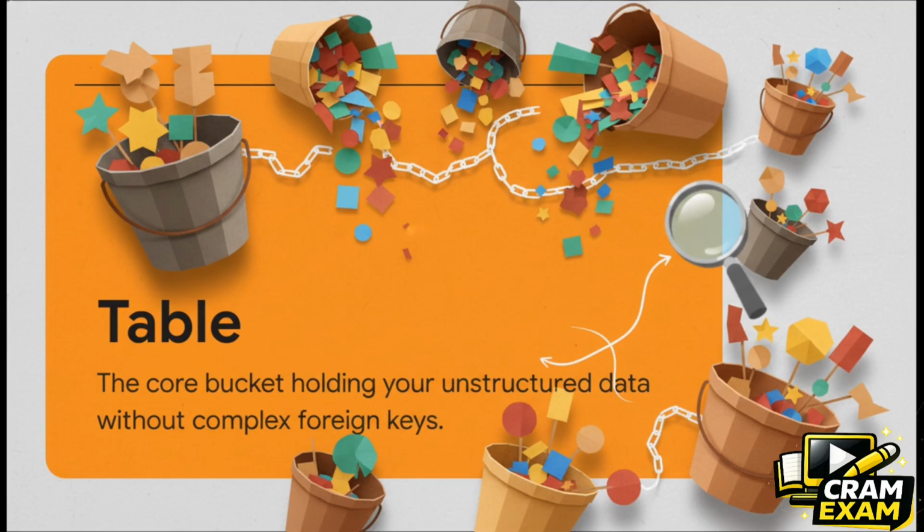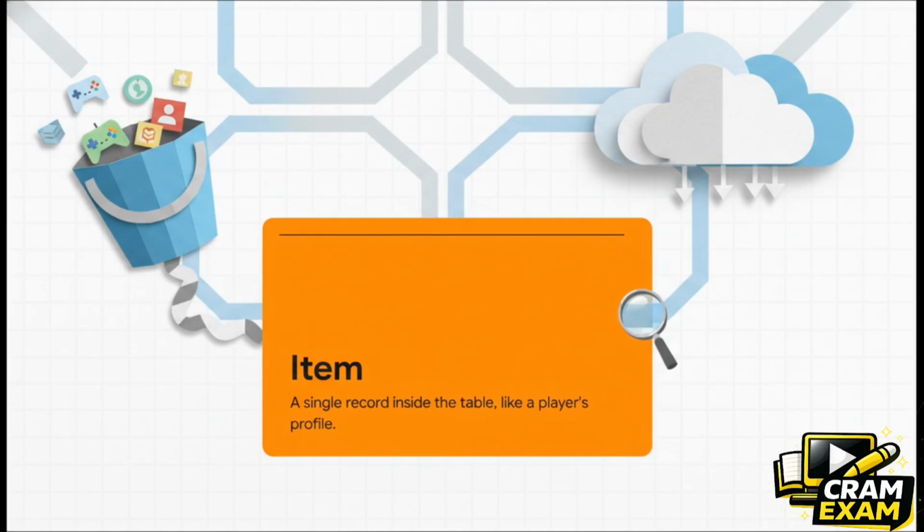You don't have traditional tables connected by complex foreign keys here. Instead, you just have three simple things: tables, items, and attributes. Think of a table simply as a bucket. It's the core container that holds all your unstructured data. Inside that bucket, you have items. An item is basically just a single record. If we stick to our game example, a single item would be one player's entire profile.